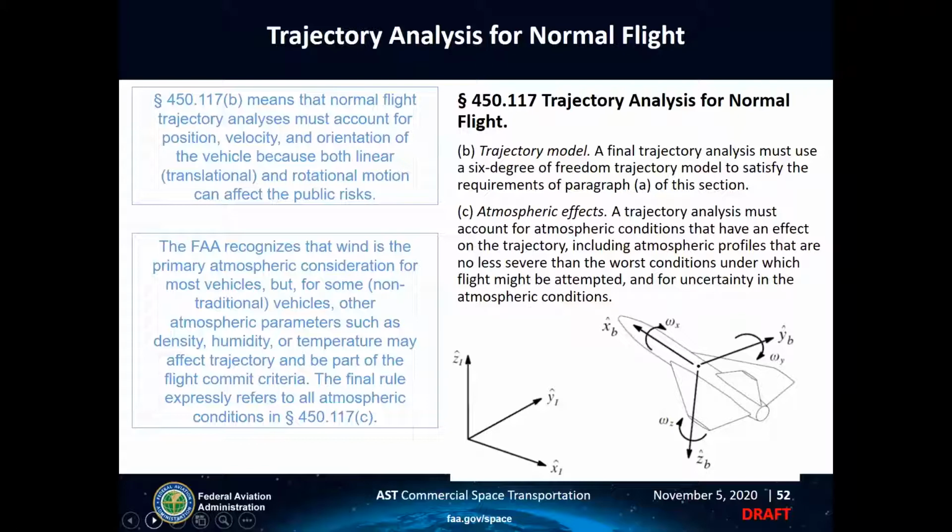Paragraph C specifies that analysis must account for the atmospheric conditions that have an effect on the trajectory. This includes atmospheric profiles that are no less severe than the worst of the conditions under which flight may be attempted. And the analysis must also account for uncertainty in the atmospheric conditions themselves. The FAA recognizes that wind is the primary atmospheric consideration for most vehicles, but for some non-traditional vehicles, other atmospheric parameters such as atmospheric density, humidity, or temperature may affect trajectory and be a part of the flight commit criteria. And the final rule expressly refers to all atmospheric conditions in paragraph C of section 117. Next slide, please.